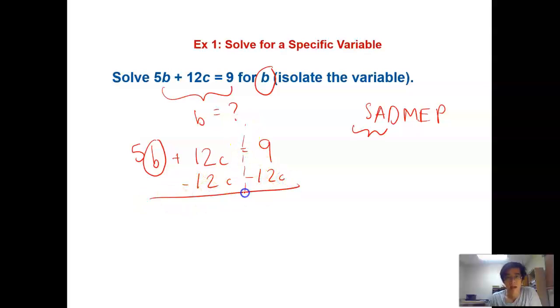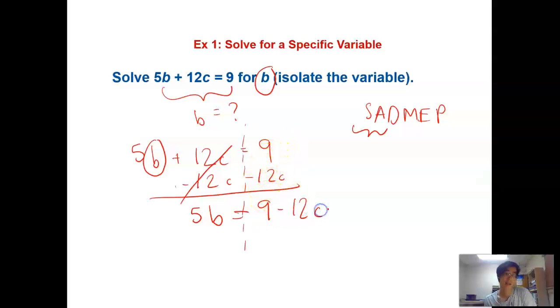Then let's see what happens. I'm going to draw that line down the middle. So this cancels out, and I'm going to be left with 5b over here. And just because you write 9 minus 12c, you might be thinking, hey, Mr. Tran, those aren't like terms, we can't subtract them. Yeah, that's true. So we'll just write it out and not subtract them, because 9 doesn't have a c variable. So I'll write 9 minus 12c and just leave it like that, showing that I can subtract, but I'm just not combining like terms.